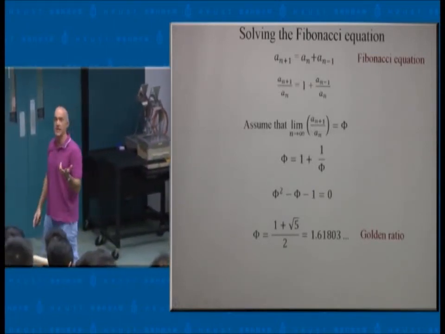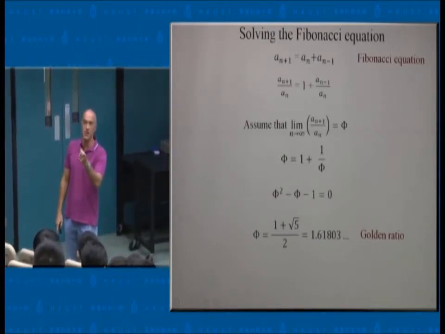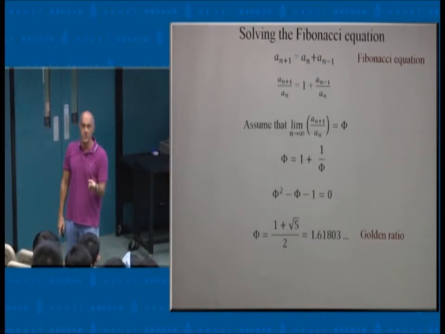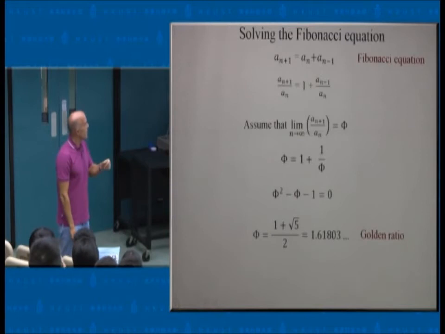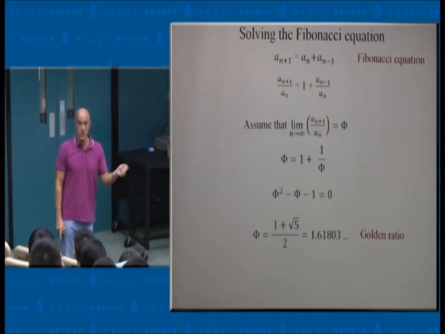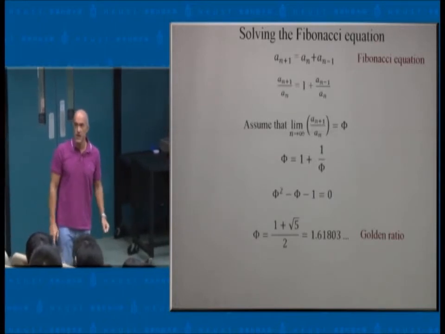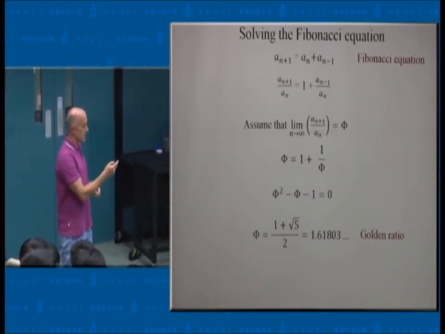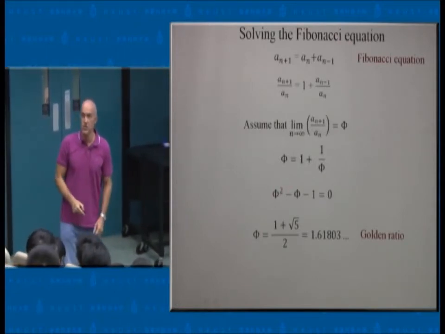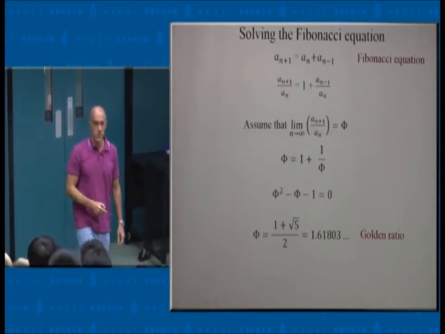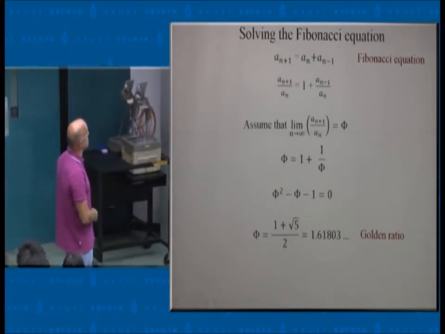Pi and e are special because they are slightly different from phi, because they're called transcendental numbers. They're not the roots of a polynomial equation with integer coefficients, okay? But phi is not a transcendental number, it's an irrational number, right? It's an irrational number, but a very interesting number, okay? So the golden ratio.